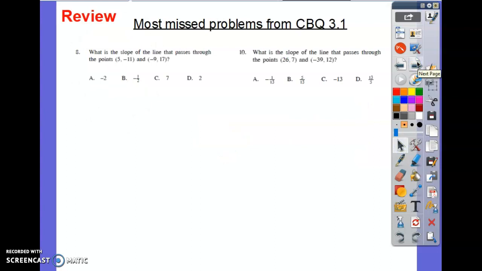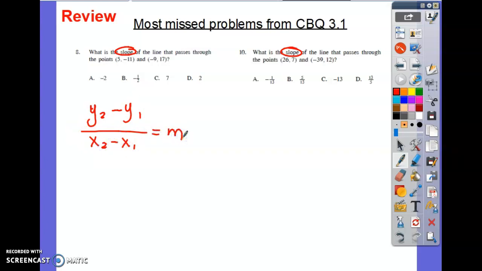The next problem that most of you missed. So both of these are almost the same, right? They're both asking for the slope. And I have told you how to find slope. I told you that the formula is y2 minus y1 over x2 minus x1, right? I told you subtract the y's, subtract the x's, and divide. So instead of using this formula, we're going to use this formula.